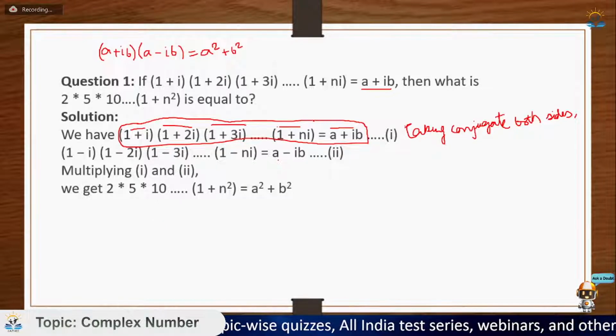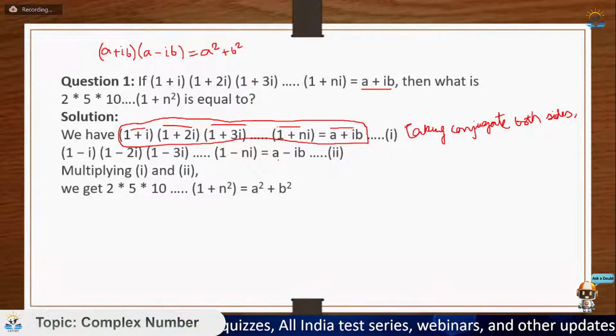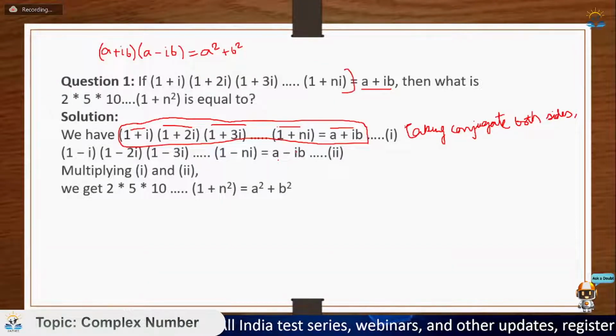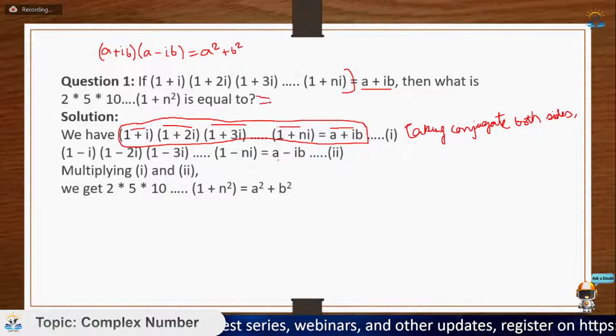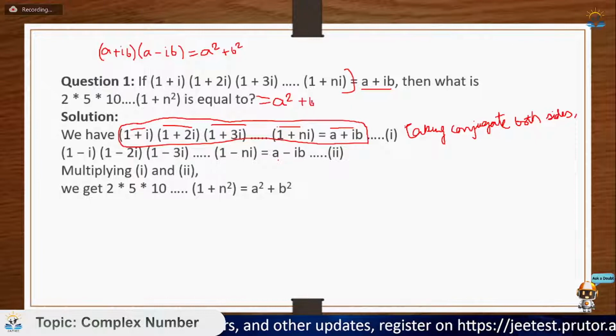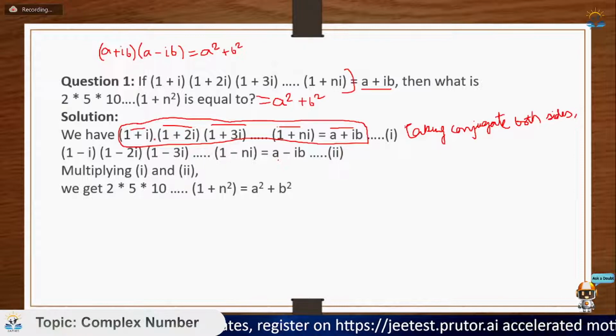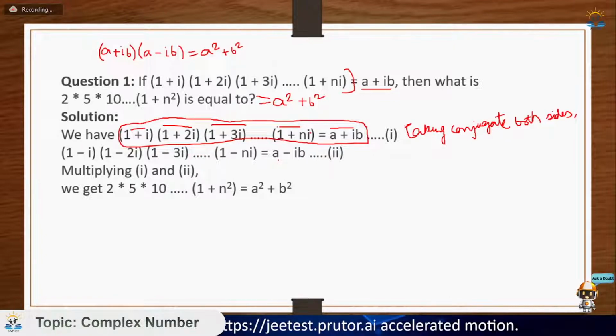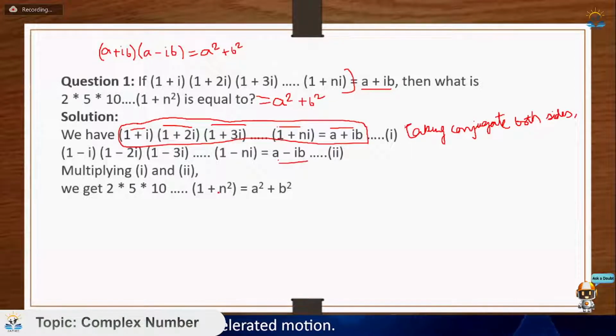So multiplying all my terms on the LHS, I will get what is written on my LHS, and multiplying these two, I will get a square plus b square. So this thing is nothing but a square plus b square. This was the simple application of conjugate of complex numbers. Basically, in this question we took the conjugate on both sides of the equation, so all the iota terms became negative: (1 minus iota)(1 minus 2 iota)(1 minus 3 iota) up to (1 minus n iota) is equal to a minus iota b. Then I multiplied both the equations. On multiplying, I got 2 into 5 into 10 up to 1 plus n square, which I wanted, equal to a square plus b square. So a square plus b square is my final answer. Okay.